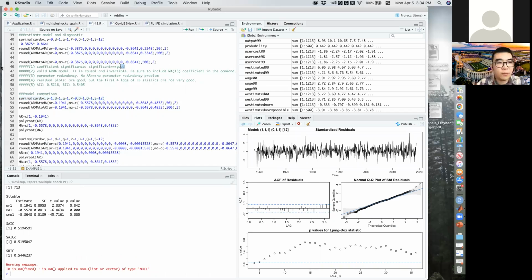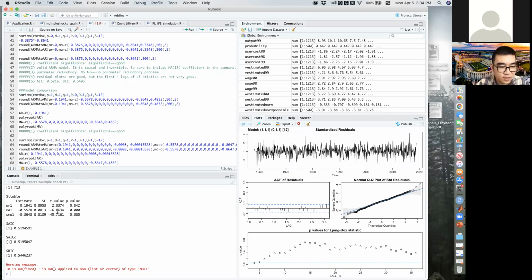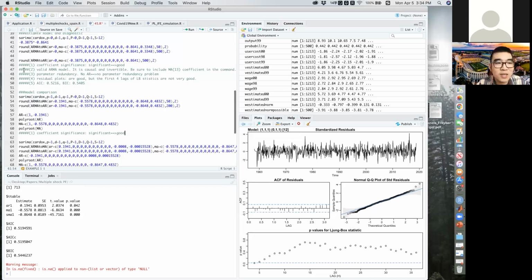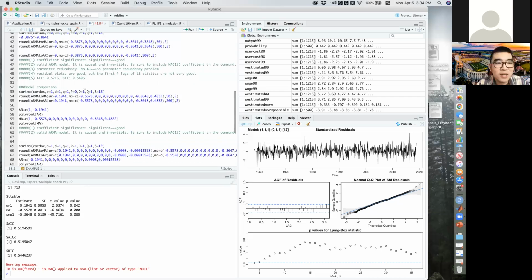Number one is that we want to check the coefficient significance. You can see that here, everything is statistically significant at 5%. But if you are looking at 1%, then this AR1 coefficient is not statistically significant. Usually we are just doing a 5% check, so I think this is fine, but this is just marginally significant.